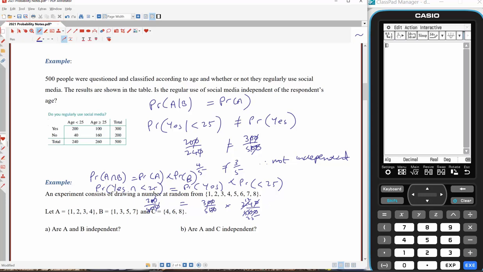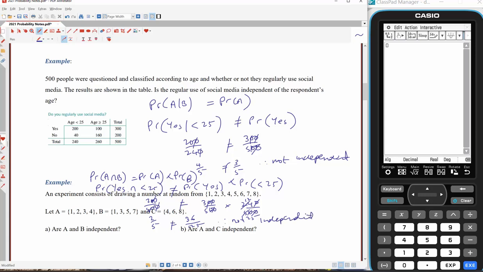So that is 2/5 equals 3/5 times 12 over 25, what is it, 36 over 5 times 25 is 125. So they're not the same as each other. Therefore, we say that they are not independent.